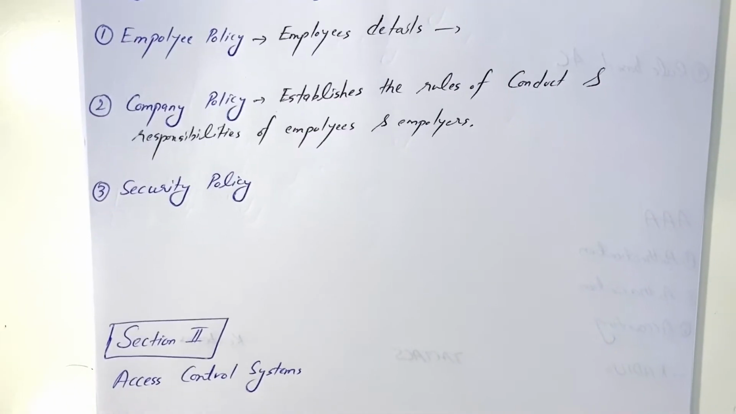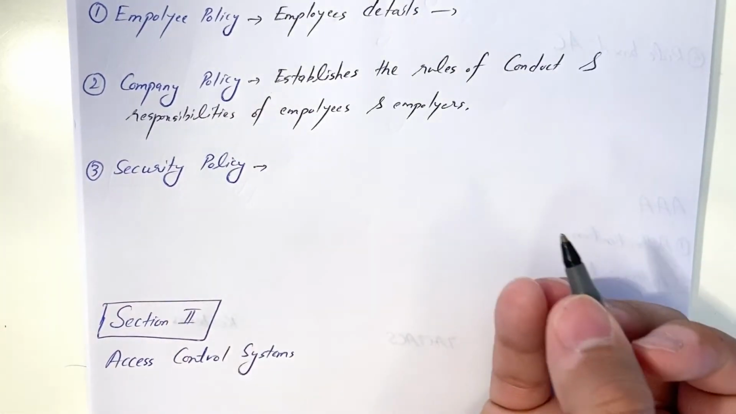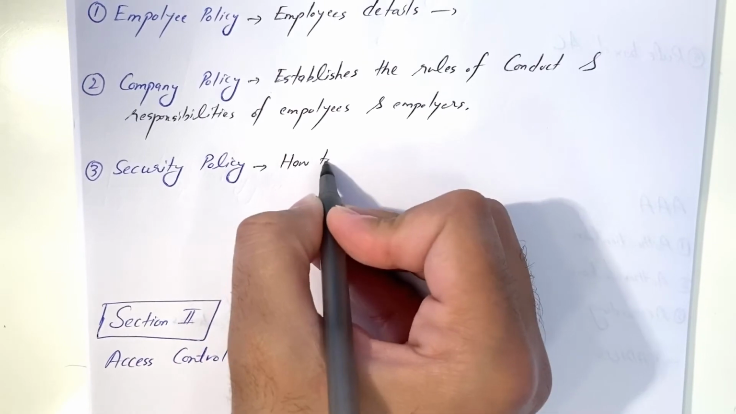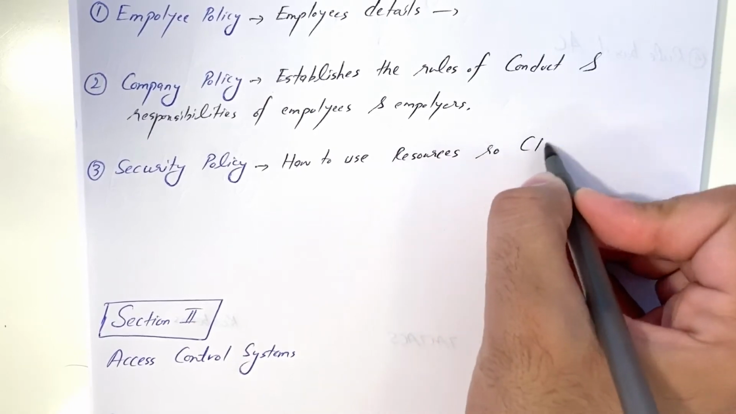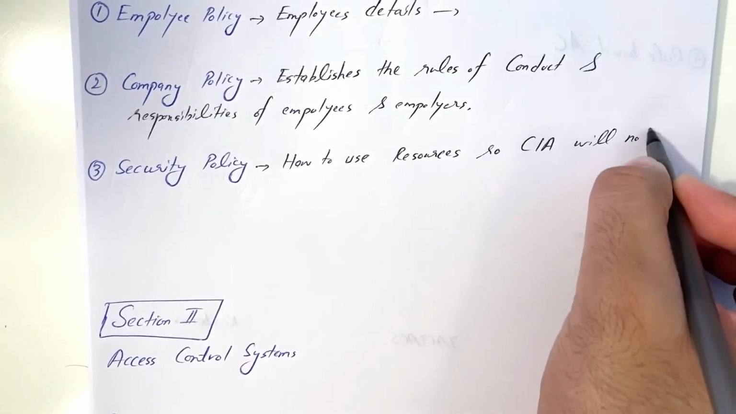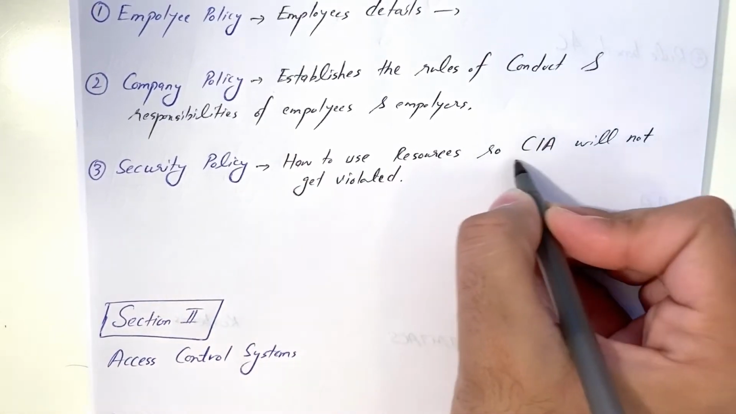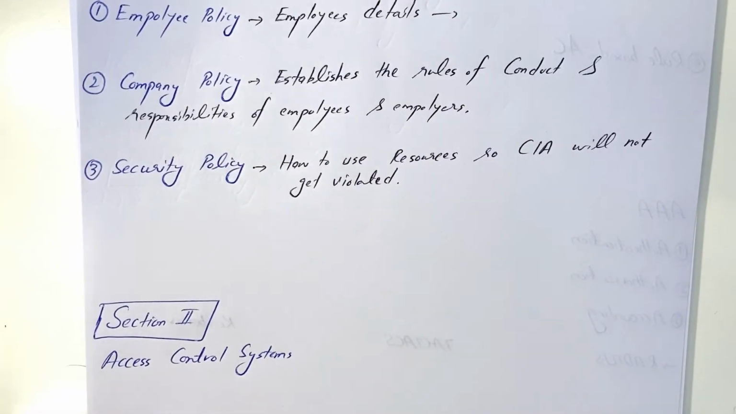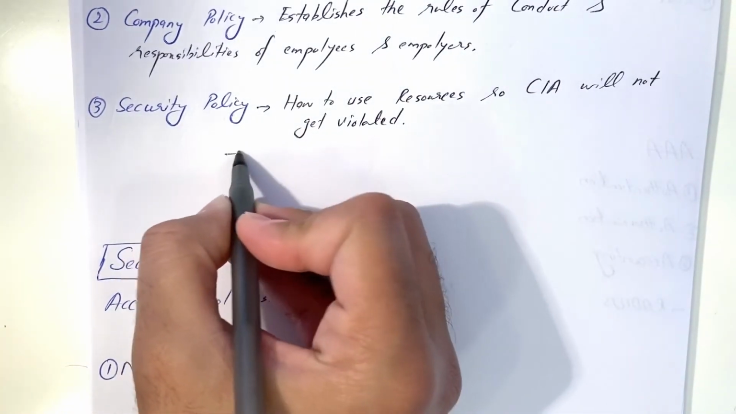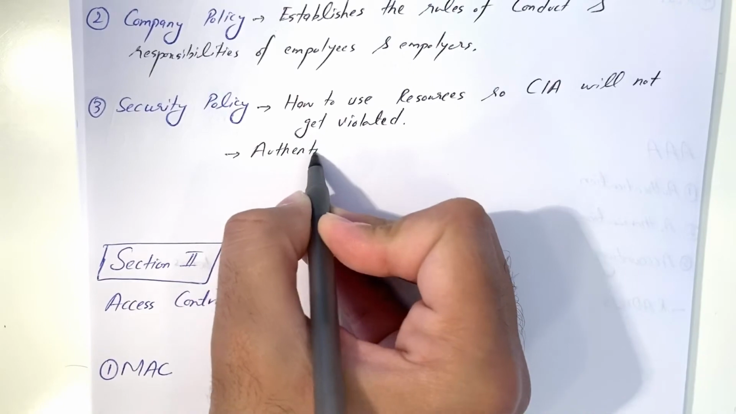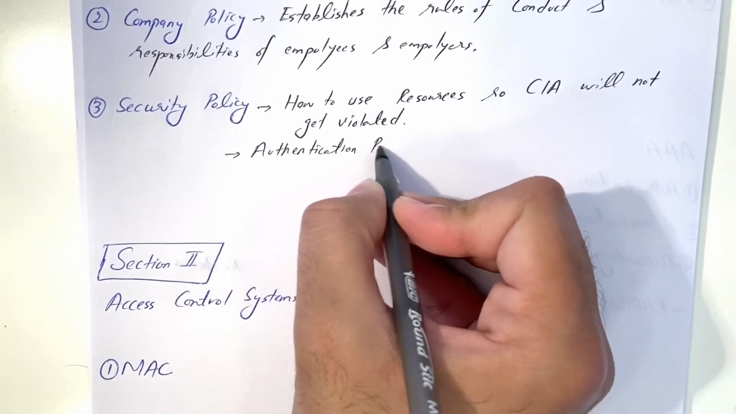Then we have security policy. There could be a comprehensive security policy which defines how to use resources so CIA will not get violated. I believe everybody is well familiar with CIA: confidentiality, integrity, availability. The comprehensive security policy has a lot of suites. Like it has the authentication policy, which is a part of the security policy. So a sub policy of the comprehensive policy is the authentication policy.